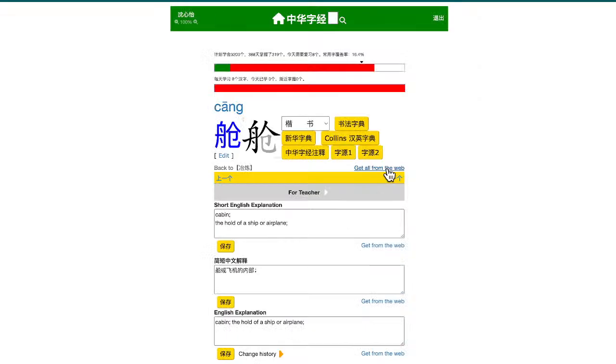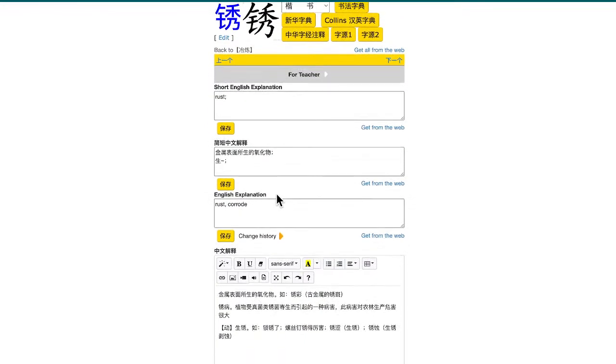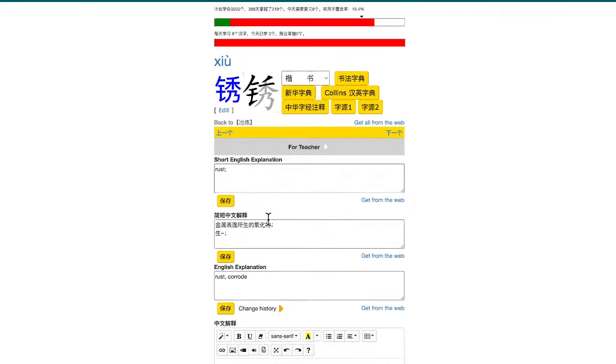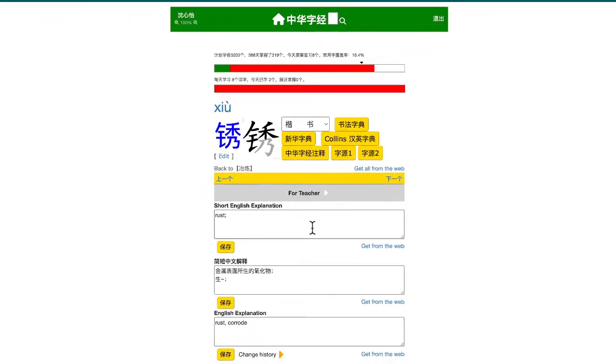So this is 苍. Next one, 锈. 锈 means rust. Rust of metal, which is basically oxidation. When metal gets oxygen and wetness, it will rust, and that's called 锈. 铁锈, 铜锈, like rust of iron or rust of copper. This is called 锈.